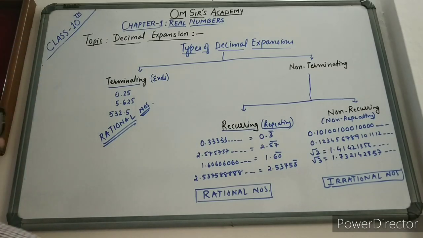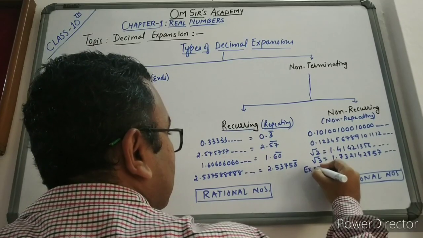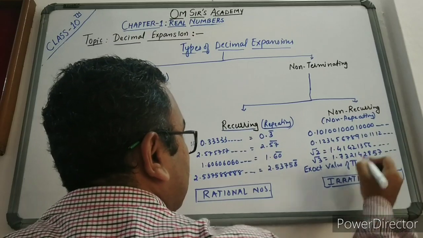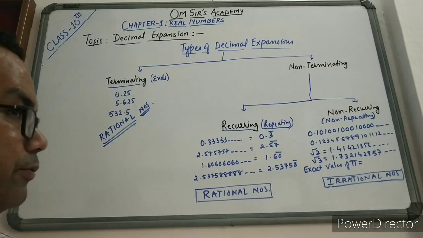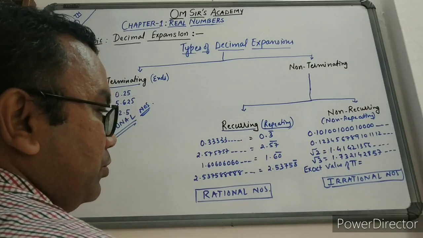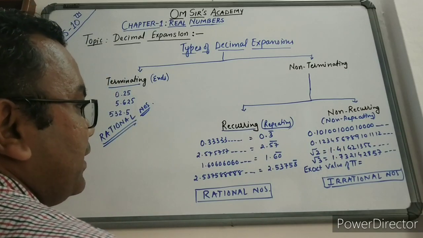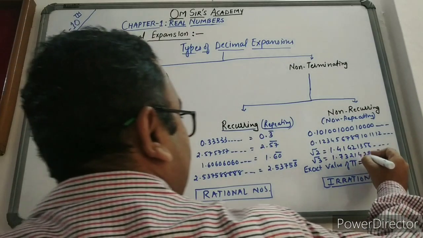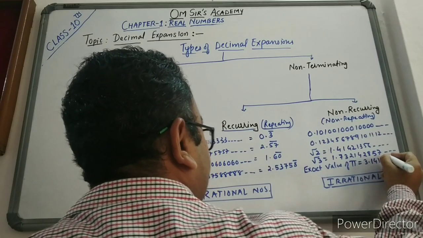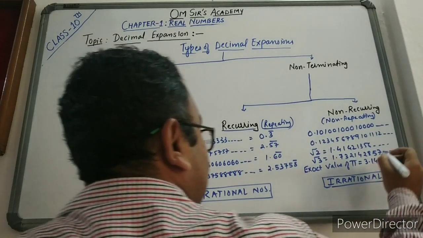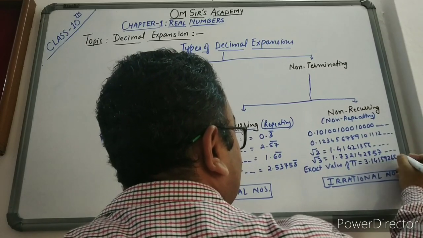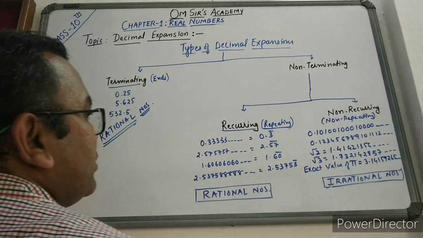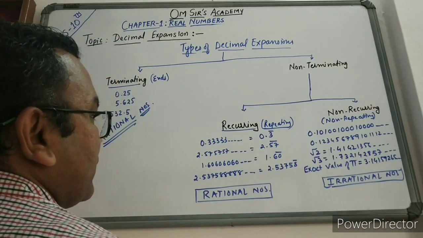Then we can also say the exact value of pi up to some digits. What is the value of pi? 3.14, right? But that is the rounded value. Is it clear? We are rounding off and taking it as 3.14. But actually the value of pi is 3.141592653565 dot dot dot dot. Is it clear? So the exact value of pi is also in non-recurring form. Is it clear?